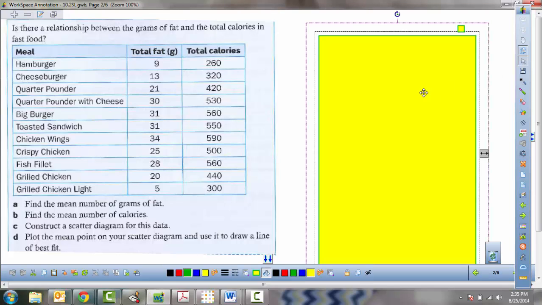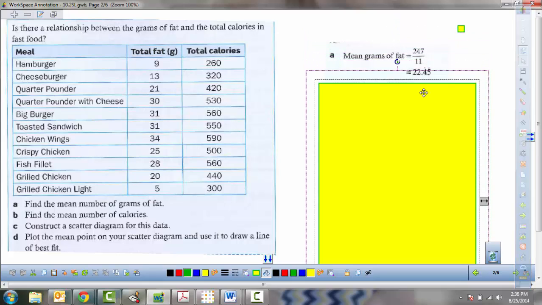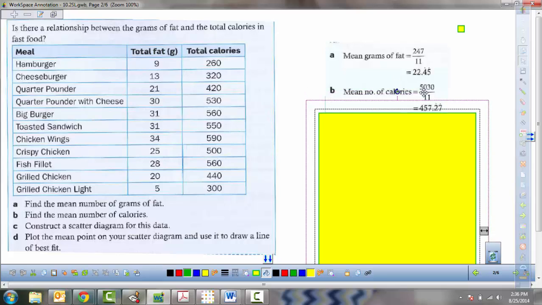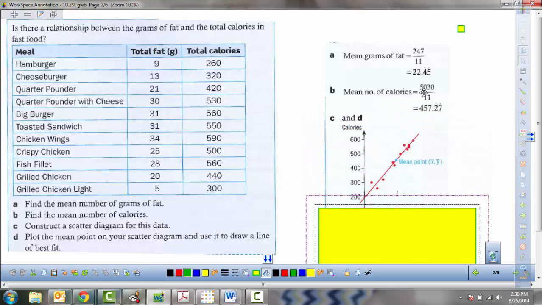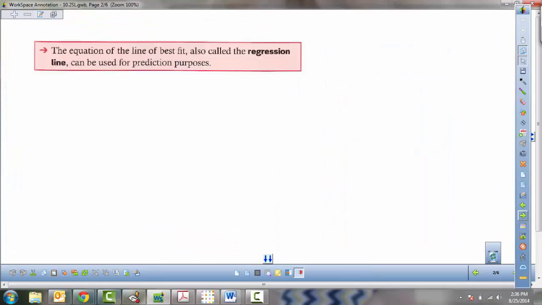So first we calculate the mean of each column. I think we can do that by this point of the game. Mean grams of fat, 22.45. Mean number of calories, 457.27. And then for our scatter plot and point with line of best fit, it should look something along the lines of this. Labeling our mean point, and the line goes through that point. And ideally we want it to go through one of the other data points if possible also, for ease of writing an equation that fits our data. And we'll do that in the next example.